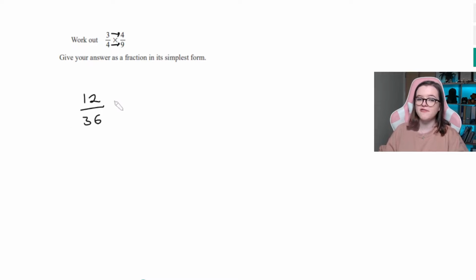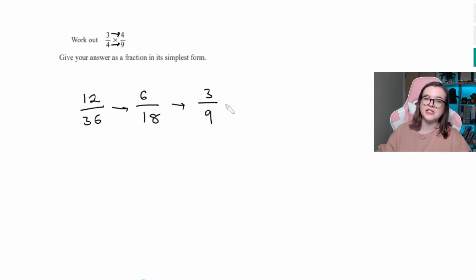Simplifying a fraction essentially means: can you divide both of these numbers by the same thing? I always start with 2. Can I divide both of these numbers by 2? Yes, I can, because these are both even. If I divide them both by 2, I get 12 divided by 2, which is 6, over 36 divided by 2, which is 18. And then can I divide them by 2 again? Yes, I can. And by 2 again, I then get 3 over 9.